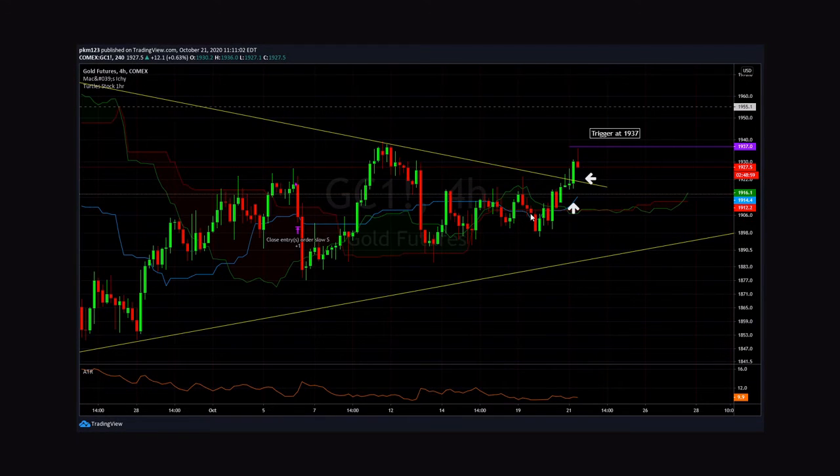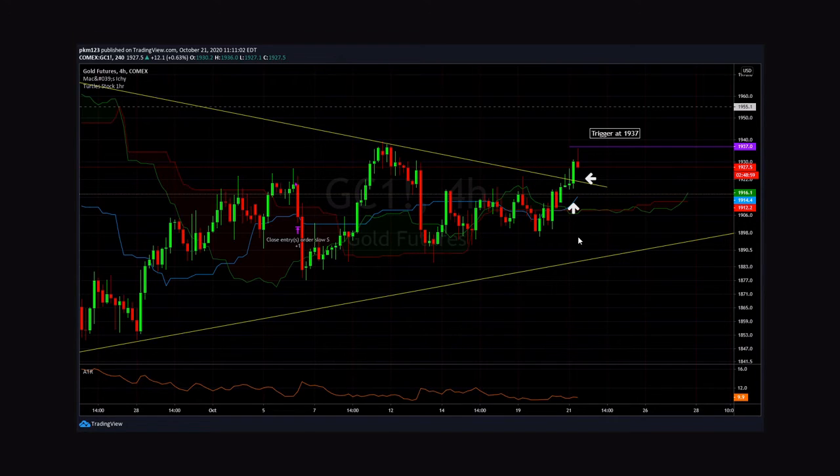Here's an expanded view of that same chart. As you can see, here's the Ichimoku, here's the Ichimoku baseline, here's the trendline break. Now here's the most recent high, and I have put in a buy trigger. The buy is December gold futures at a price of $1937.